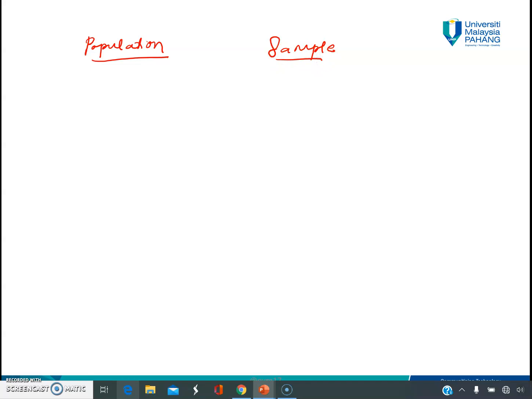For example, I want to study UMP student CGPA. So my population will be all UMP students. Let's say all UMP students equal 10,000 students. The population we denote by capital N. And then I just want to take a sample of 1,000 students. The sample we denote by small n, so 1,000 in the sample.